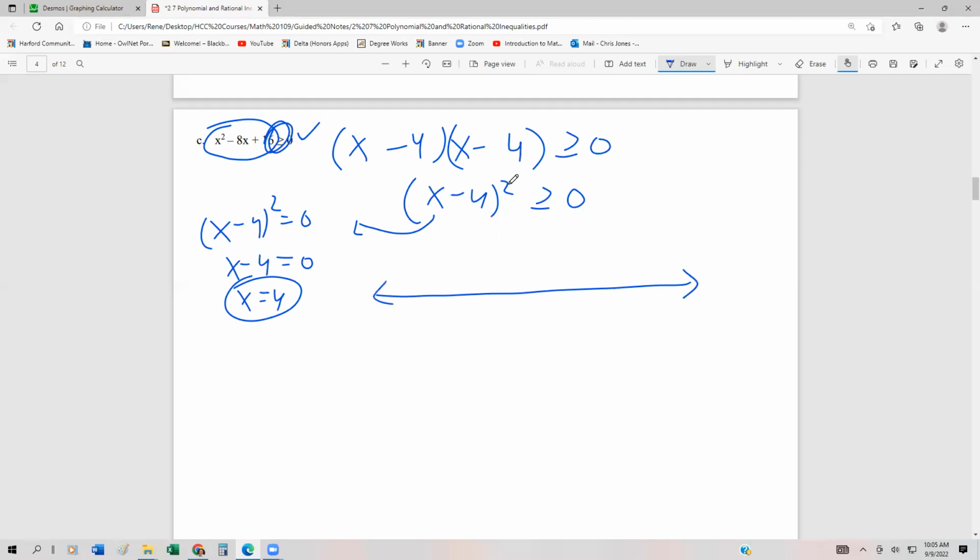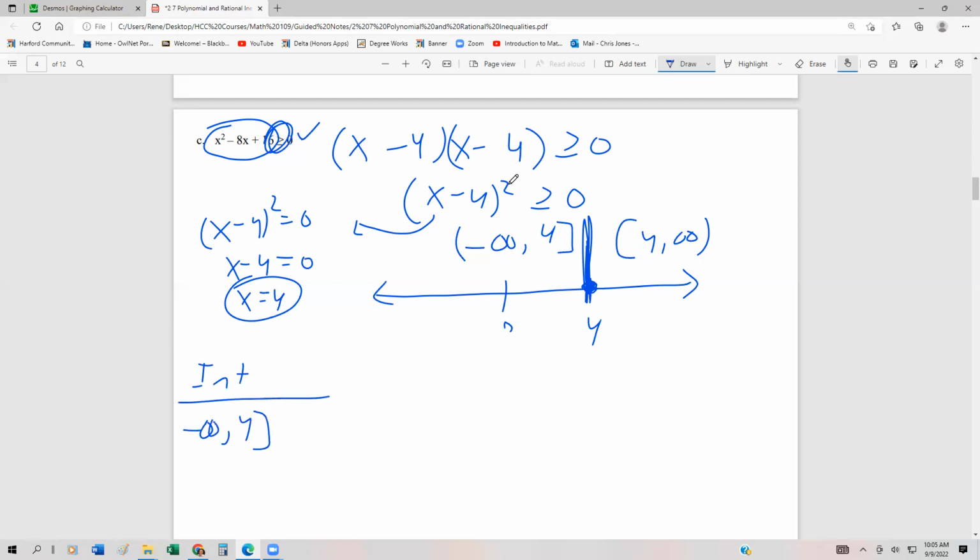Okay, so if I draw my number line, here's 0, and then here's 4. And so in the other examples, we had 3 intervals. In this one, we're only going to have 2. We have from -infinity to 4 inclusive, and then we have from 4 to infinity. Okay, so remember, this is like our boundary value. It separates. Okay, and so we're going to have our intervals.